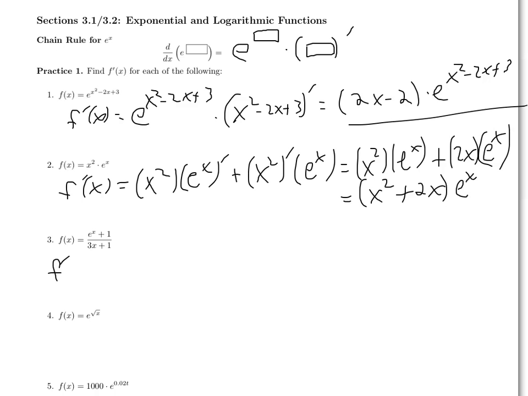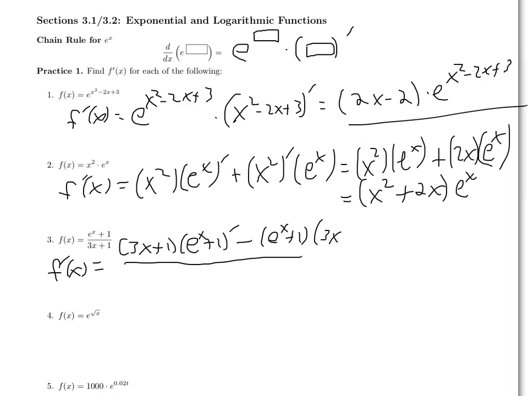Number 3 is a quotient, so we write down what the quotient rule says to do. The quotient rule says to take the denominator times the derivative of the numerator minus the other way around, and divide by the denominator squared. So in the top here, see if I can fit it all in here. In the numerator, the derivative of e to the x plus 1 is just e to the x. The derivative of the e to the x is e to the x, and the derivative of 1 is 0.